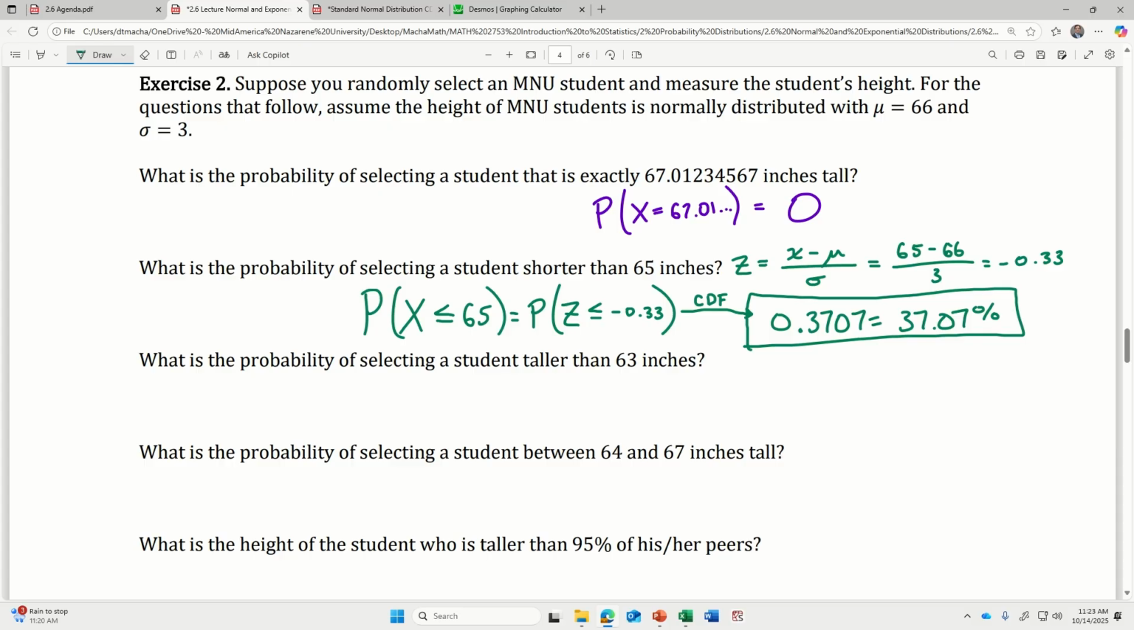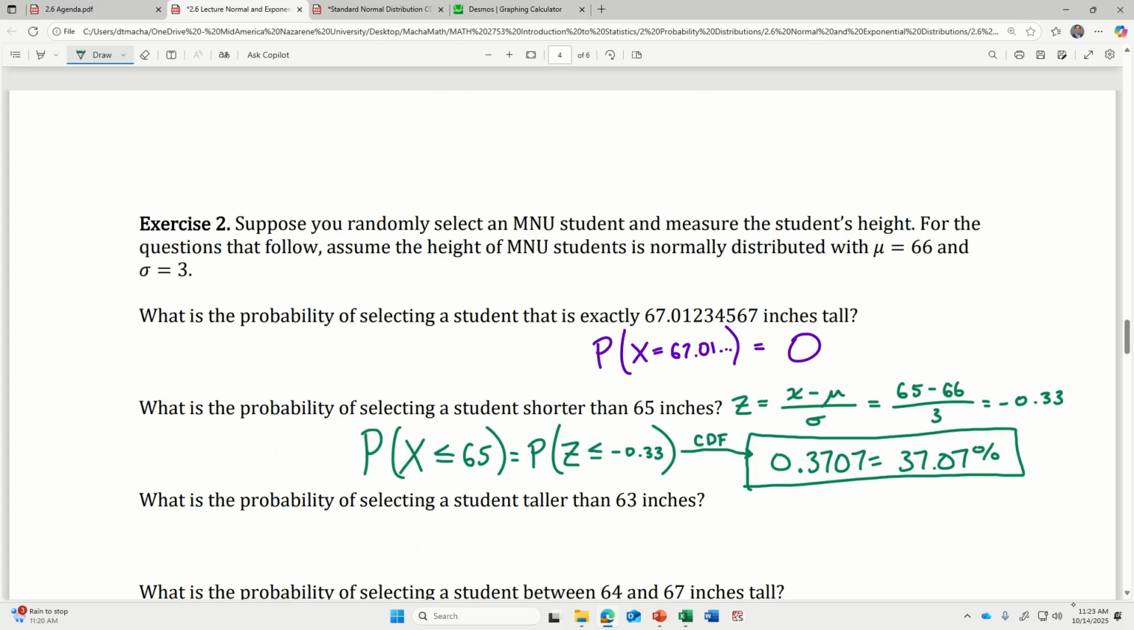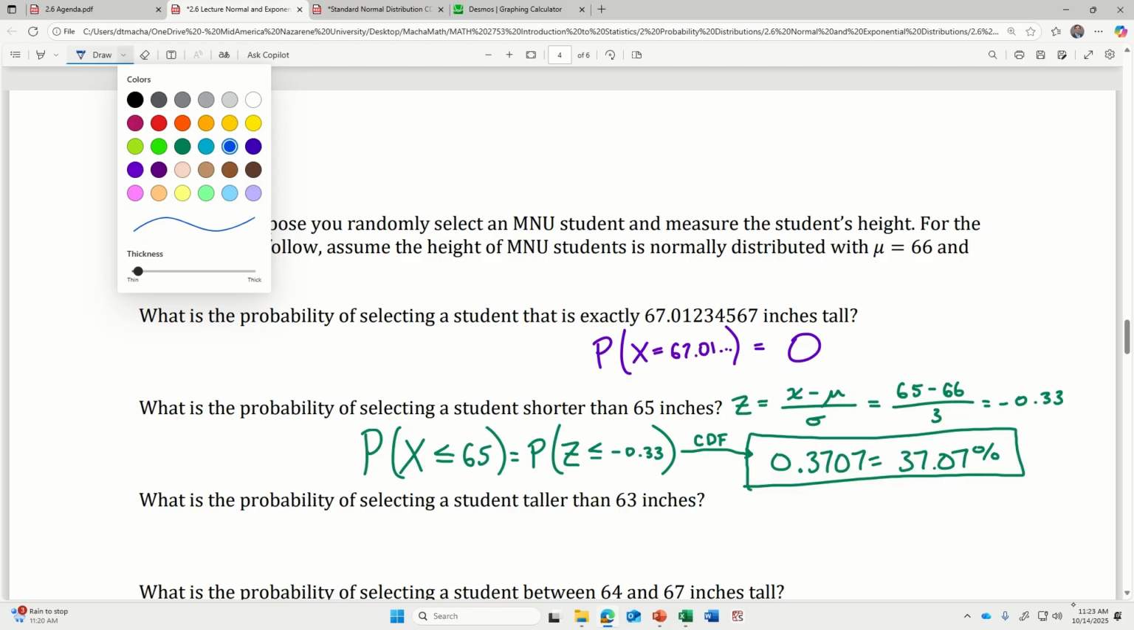Can you just assume that it's equal to on this, even though it just says the student shorter than 65 inches? It doesn't say equal to. Oh, yeah. So I understand what you're asking. It's a really good question. So I'm glad you asked.